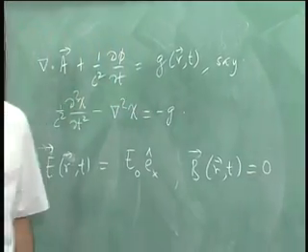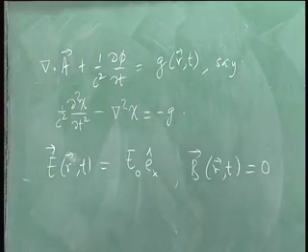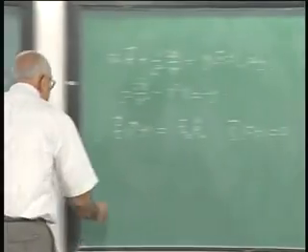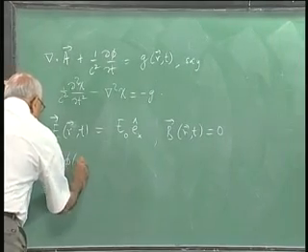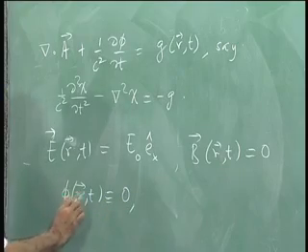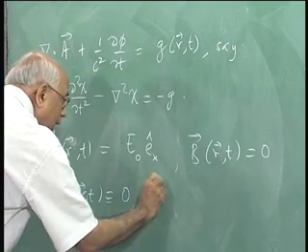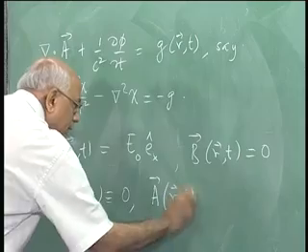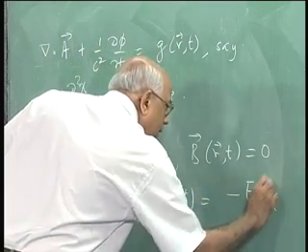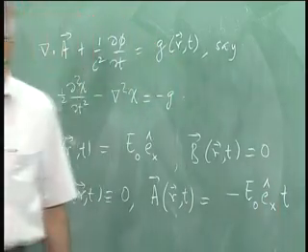And my question is, can we choose a gauge in which phi is 0? Yes, I can. I can choose phi of r and t to be identically 0, and I choose A of r and t to be equal to minus E naught Ex t. Choose that.